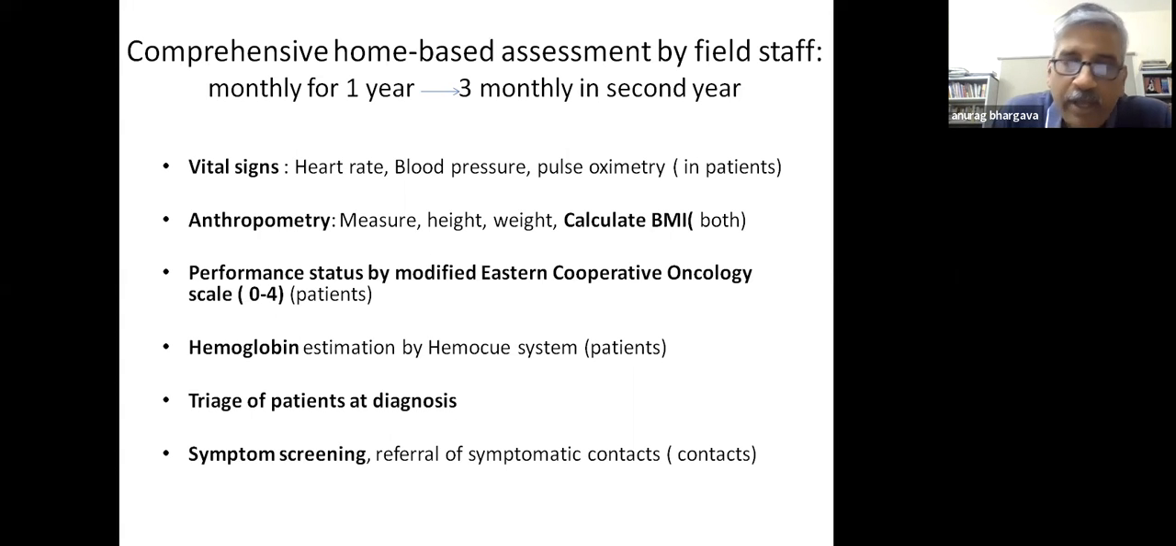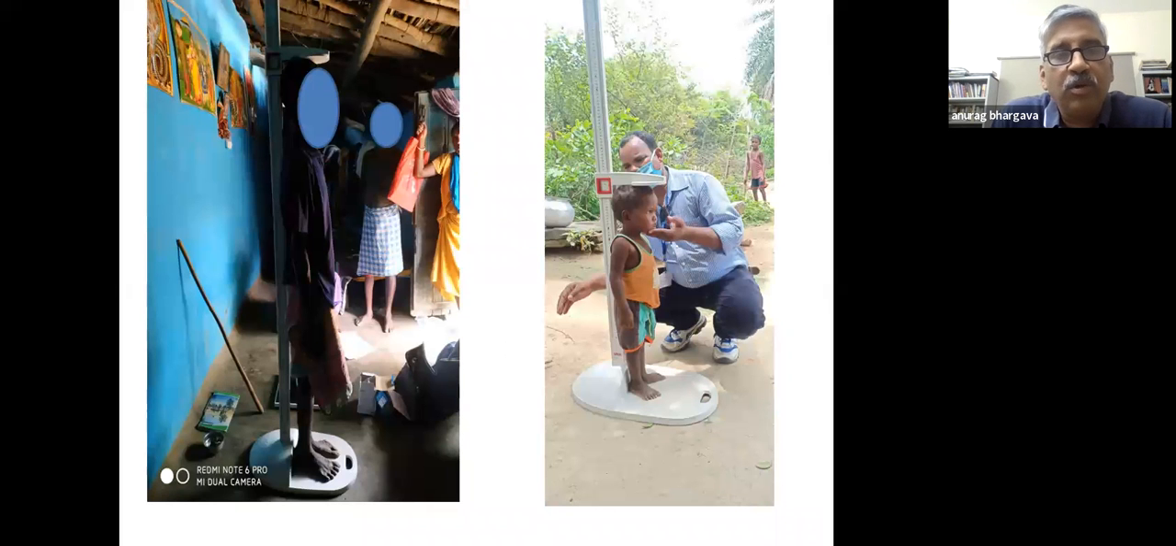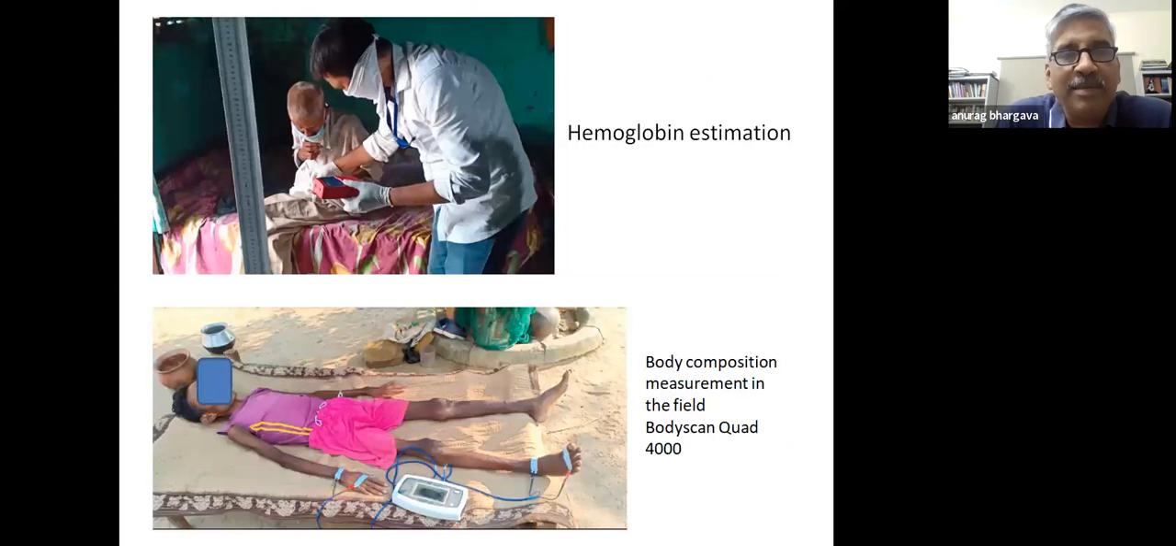Of course, they're also following up patients' contacts for symptoms, and then doing the evaluation on them. So they carry portable stadiometers and machines, and some of the children are very enthusiastic about repeated measurements, as seen with this child. This is hemoglobin estimation in the field. And for the first time, probably, we were doing body composition assessment in the field with a multi-frequency bioelectrical impedance analyzer. And of course, you can see the state of wasting in this patient.